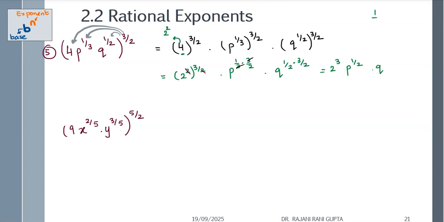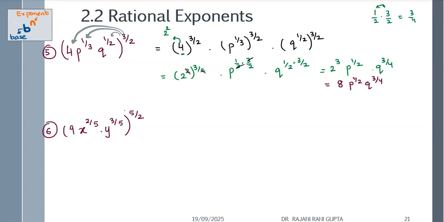What you have, 1 over 2 times 3 over 2. Multiply two fractions, it is 3 over 4. Okay, 2 power 3 you can still simplify as 8. P power half, Q power 3 by 4. Okay, so this is how you simplify. Let's solve one more to make it more clear.